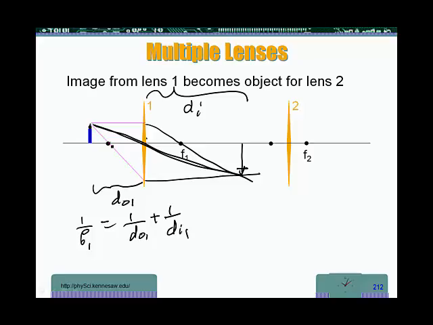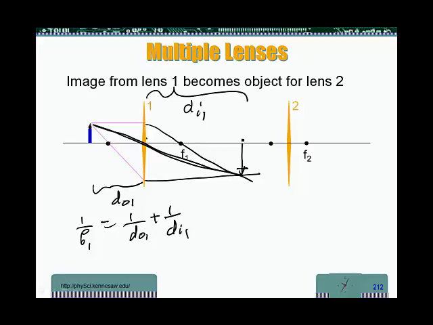Remember here we have an object that's beyond the focal point of a double convex lens, and it looks like it's beyond the focal point, but not too far from the lens. It's not beyond twice the focal point. So we get an enlarged, inverted real image. Okay, now that's my DI1.